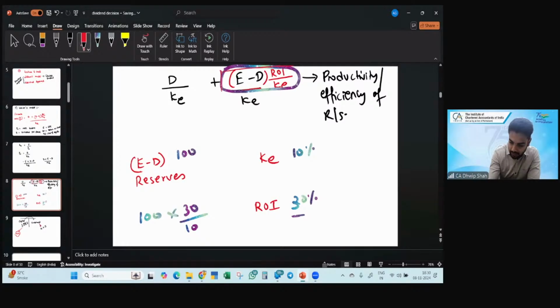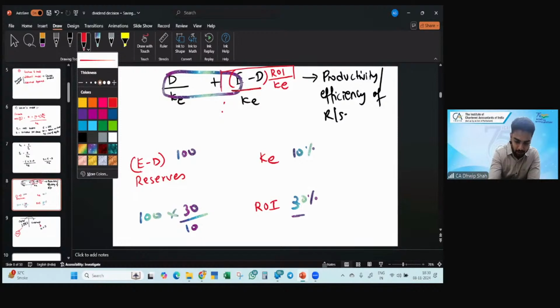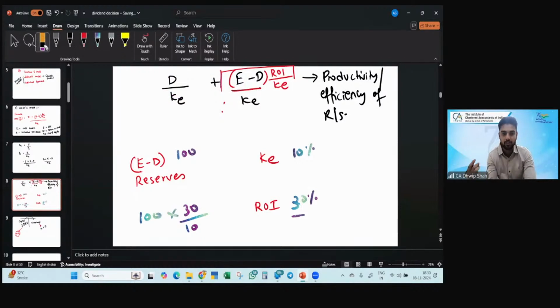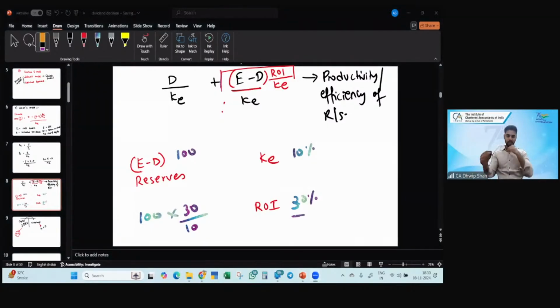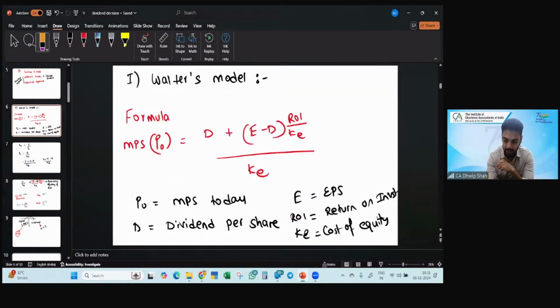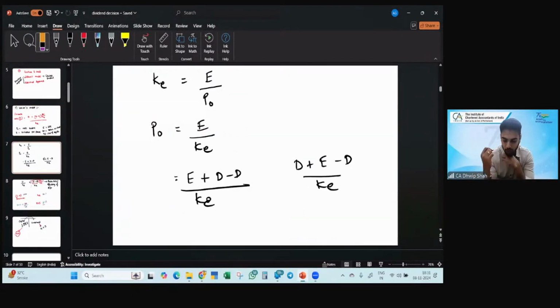Can you see? This is how the formula is derived. That is the numerator over here. Understood? E minus D multiplied by ROI divided by KE represents the productivity or the efficiency of the company to do with the reserves. The company can turn one into three if it retains the funds. Yes, it depends on the dividend policy of the company, so that's what we are discussing right now. Did you understand how the formula is derived? You have to just remember this part, but the derivation I have shown you.